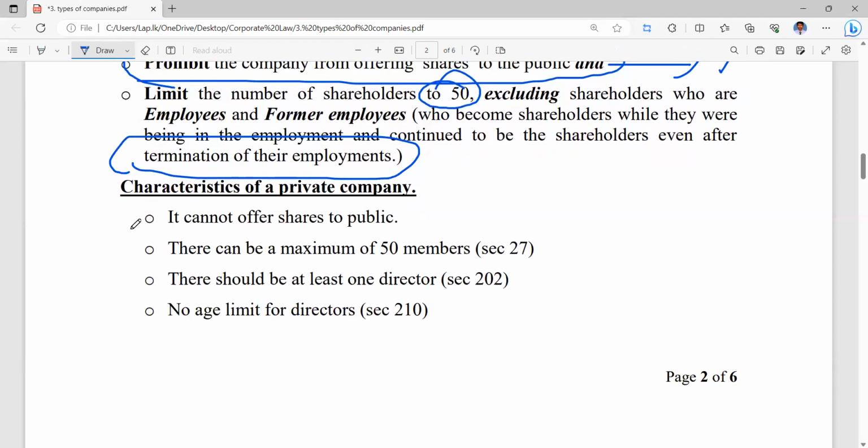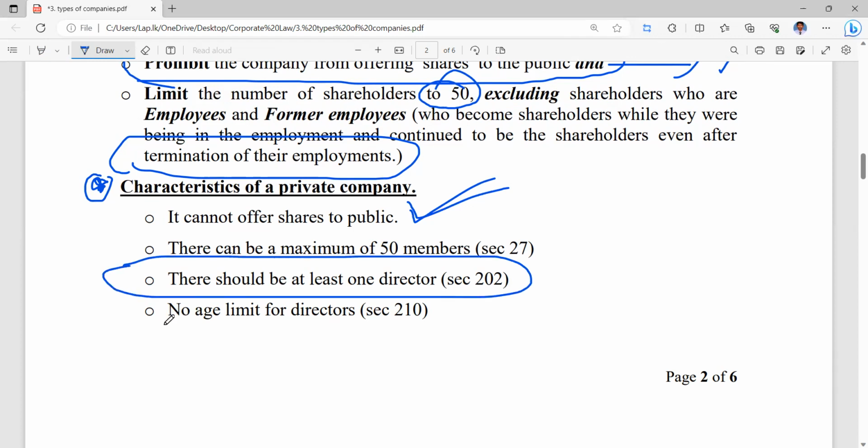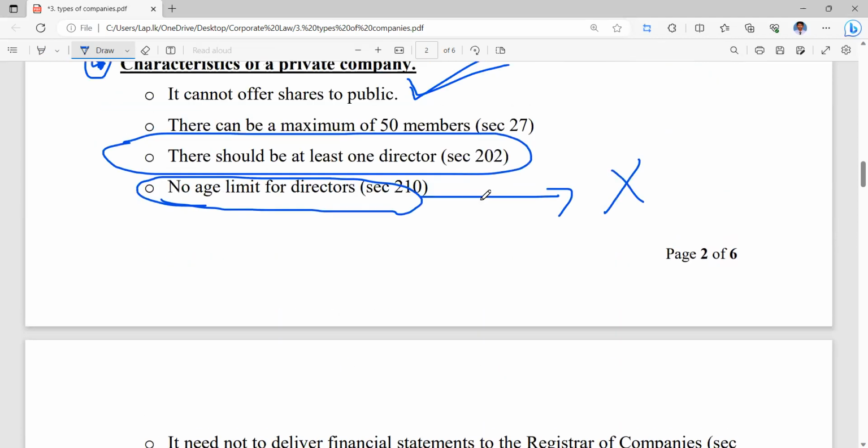Characteristics of a private company. Here are the significant characteristics pertaining to a private company. It cannot offer shares to the public. It can have a maximum of 50 members. There should be at least one director. No age limit for the directors. The directors' age limit is not mandatory.